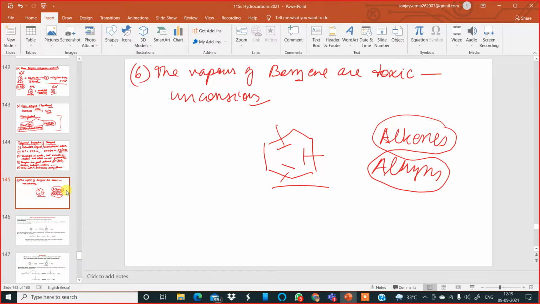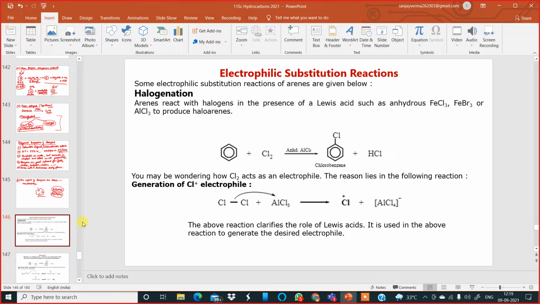It undergoes addition reaction, substitution reaction, and even oxidation reactions are also observed in the case of benzene. So this is what we are going to discuss in the next slide. Now, if you look at the next slide, the first one is named electrophilic substitution reaction. So the very word which you see over there is substitution reaction. This is the first type of reaction which is undergone generally by benzene.